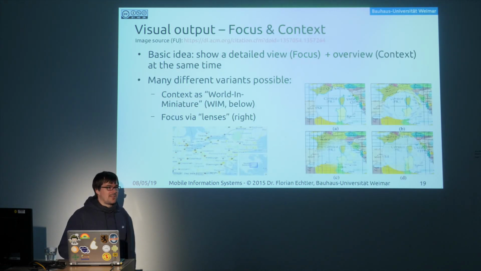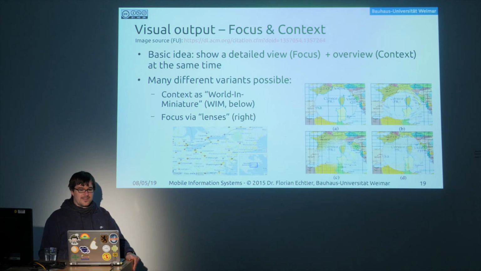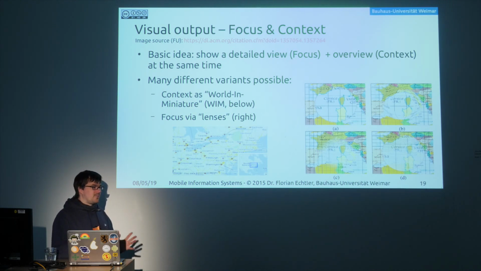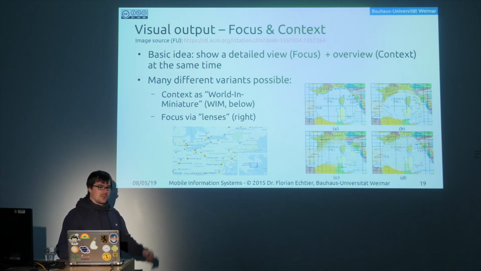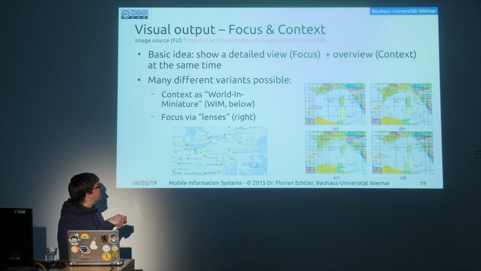This is also something you can actually see quite a lot in regular mobile applications. The idea is that you always have two corresponding views at the same time. One is the focus that shows you detail for a specific region, and one is the overview that gives you a larger context. So here's one example from Google Maps.